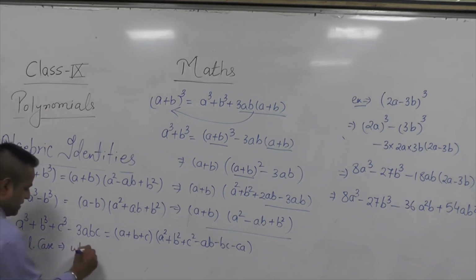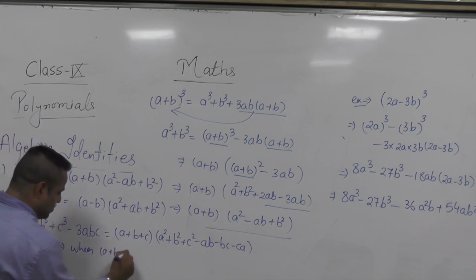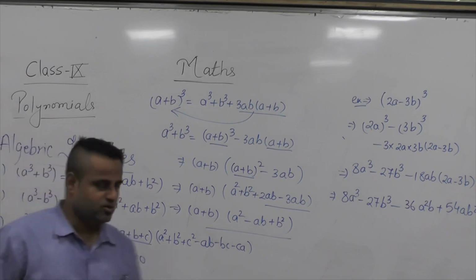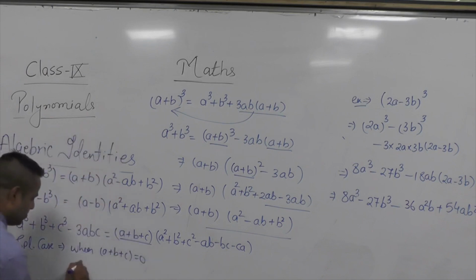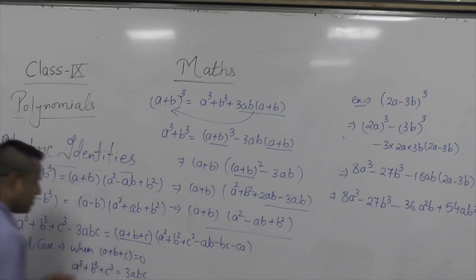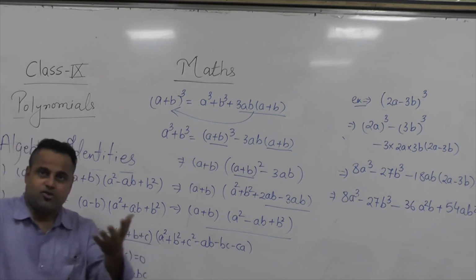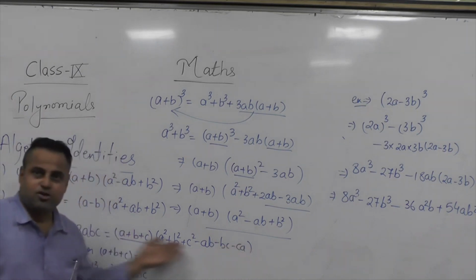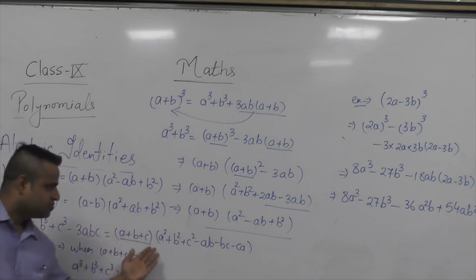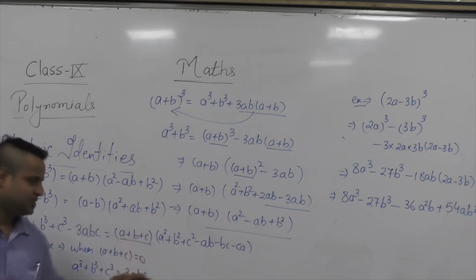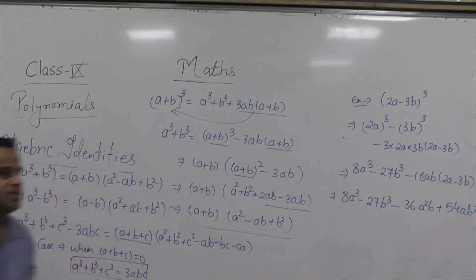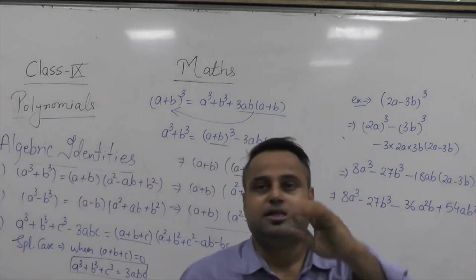When a plus b plus c is 0, that means one of these two factors is 0. So a cube plus b cube plus c cube will equal 3abc, because when you put 0 here, the product of this whole term becomes 0. When this whole term equals 0, you can simply transpose the minus 3abc to the other side, so it results like this: when a plus b plus c is 0, a cube plus b cube plus c cube will be 3abc.